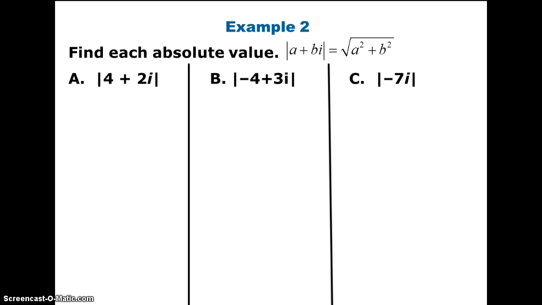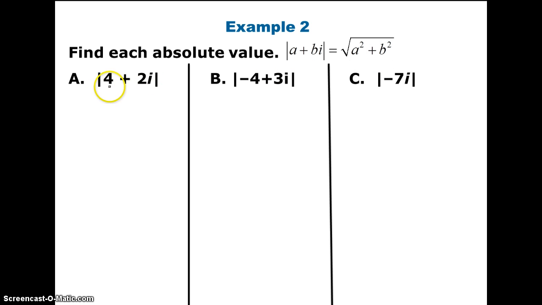Alright, so we're moving on to how to find the absolute value. On your notes, you do have the formula to find the absolute value. So you have the symbols here, 2 vertical lines, absolute value. You have a complex number inside. You're going to use this formula, the square root of real number squared plus imaginary number squared. Real squared plus imaginary squared.